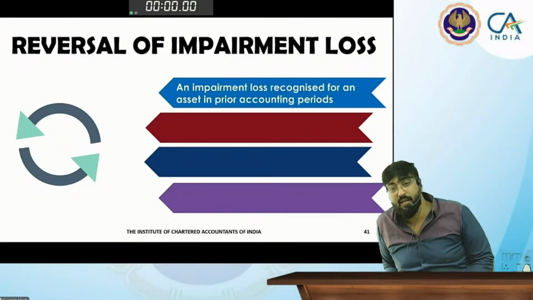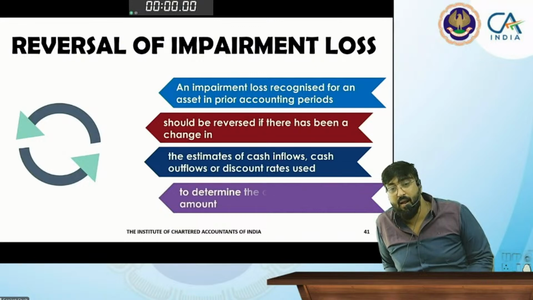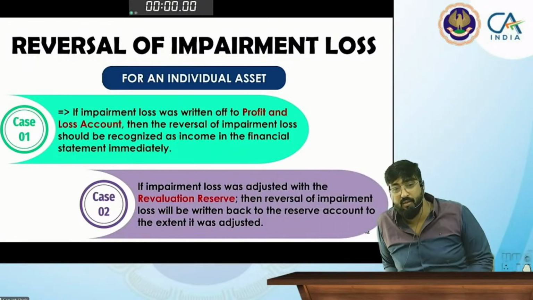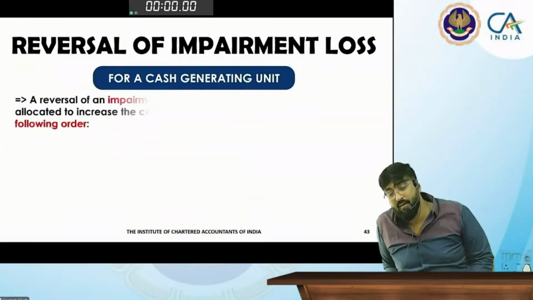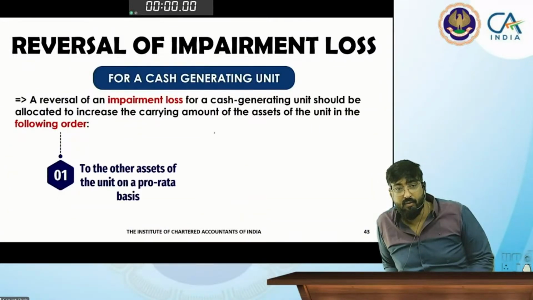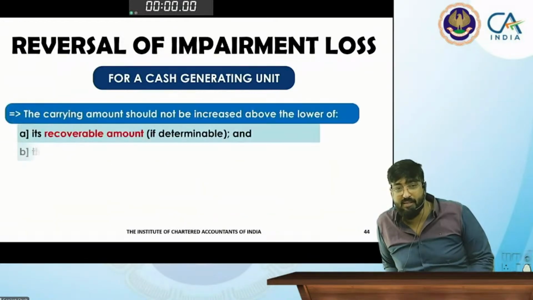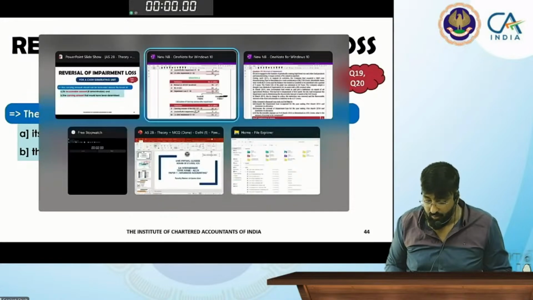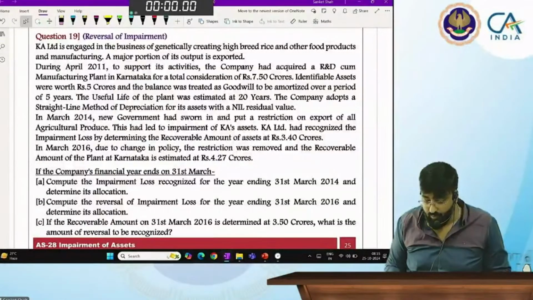In case of reversal, for the prior period, it should be reversed, and then you will determine the carrying amount. For an individual asset, you understood it. First, the impairment loss is written off up to P&L. Then the reversal you will also show as income in the P&L only. That means 30 will go to P&L, and the extra goes to revaluation. And for cash generating units, this is on a pro rata basis. So we'll solve one question for cash generating unit. You will solve, I'm giving you time. Reversal of impairment.